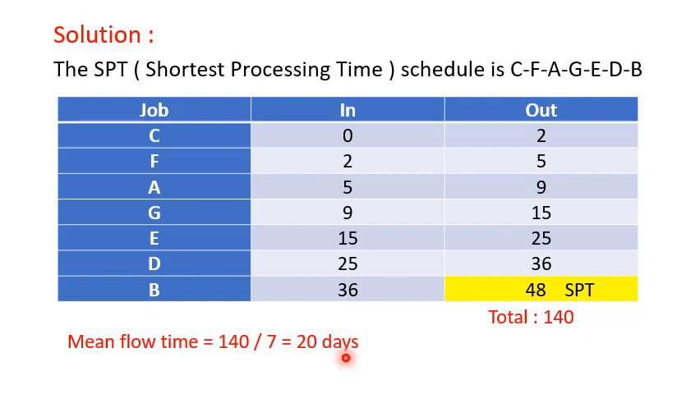Previously, for FCFS, you got a mean flow time of 28 days. Here you get a mean flow time of 20 days. This is the shortest processing time rule. Based on shortest processing time, you get a mean flow time of 20 days, whereas in FCFS you got a mean flow time of 28 days. Here in SPT you get 20 days.